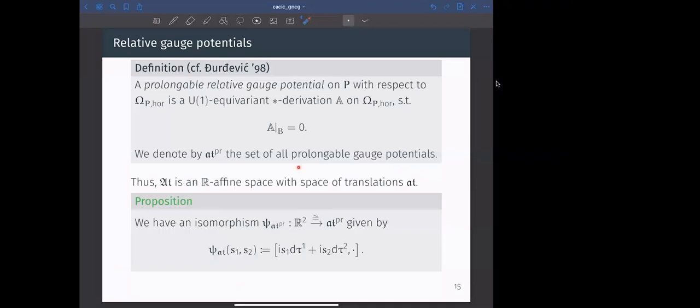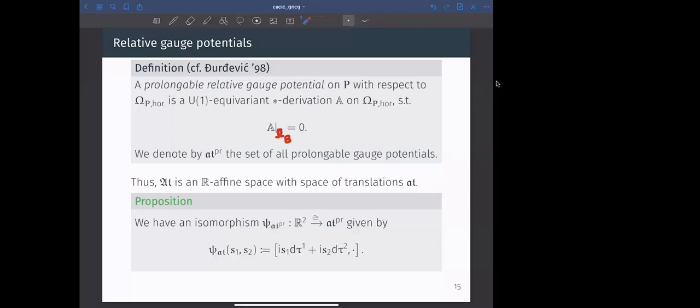there's a nice affine space structure. The prolongable gauge potentials very naturally form an affine space, as principal connections should, and the space of translations is given by what you might call relative gauge potentials. These are U(1)-equivariant star derivations that vanish on the base, in fact on all the basic forms. So if you have one gauge potential, and you can figure out what the space of translations is, then you've figured out the entire affine space. And in this particular situation, green means that it's specialized to the case study, you can explicitly realize an isomorphism of the space of translations with R^2 as real vector spaces.